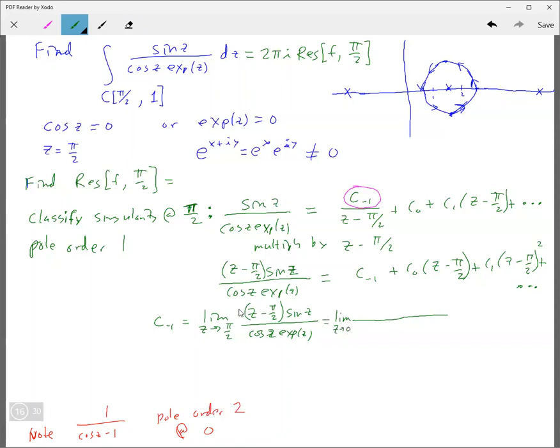And the numerator, take the derivative of the numerator, and that's going to be the derivative of this one times that, so that's sine Z, plus this one times the derivative of the second part. The derivative of sine is cosine. Okay, and then the denominator would be the derivative of this, which is negative sine Z exp of Z plus cosine Z exp of Z. The derivative of the exponential function is the exponential function. Okay, now, this is as Z goes to pi over 2. Sorry about that.